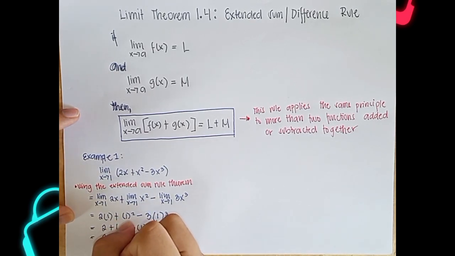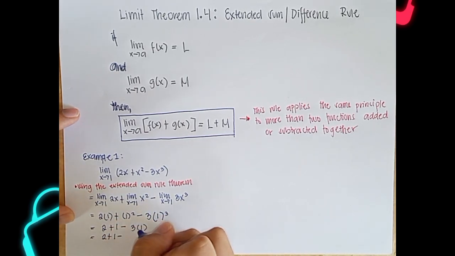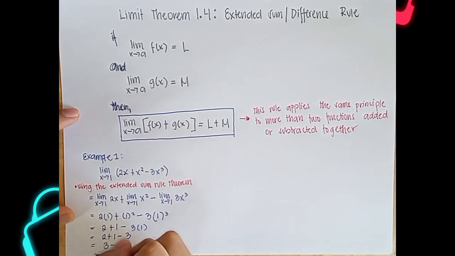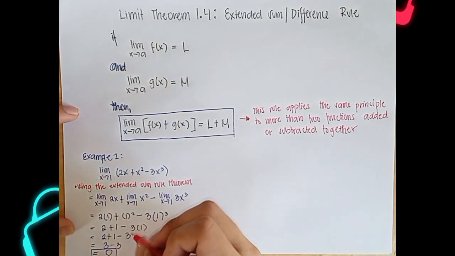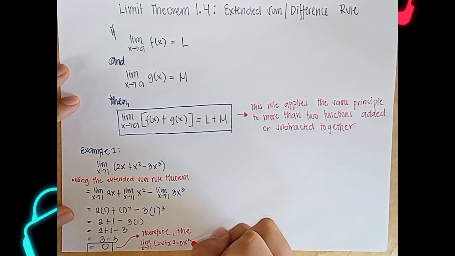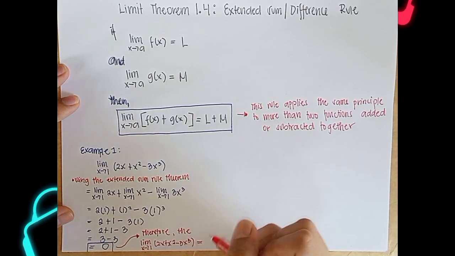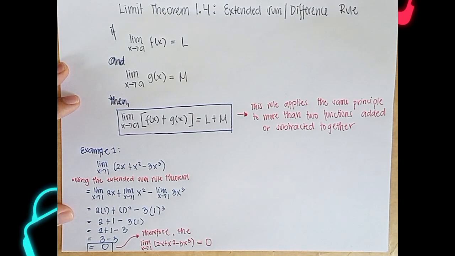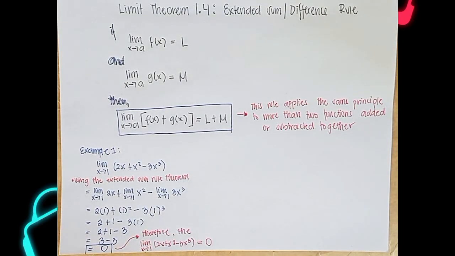We all know that 2 times 1 is equal to 2, plus 1 squared. If we multiply 1 by itself, it is only 1, minus 3 times 1, because the cube of 1 is simply 1. So 2 plus 1 is equal to 3, minus 3 is equal to 0. Therefore, the limit as x approaches 1 of 2x plus x squared minus 3x cubed is equal to 0.